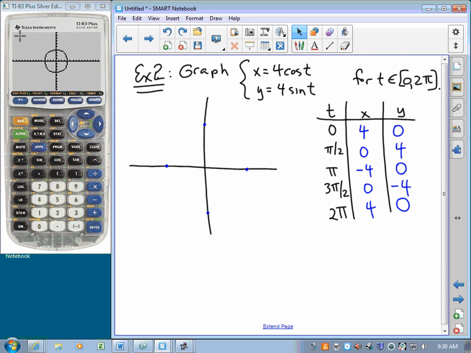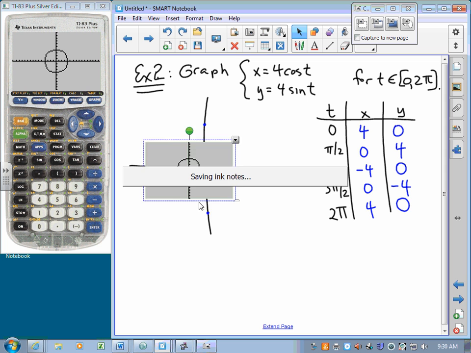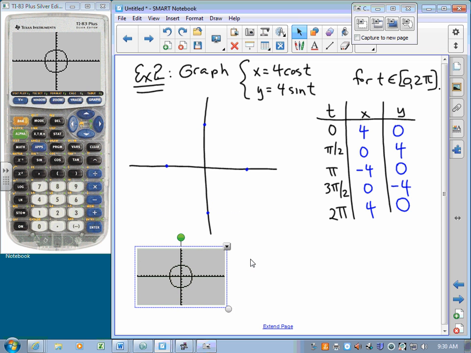So I'm going to take a picture because it lasts longer. I'm going to slide that right into our notes. Oh, wow. How do you like that? That's the picture. When we connect the dots, we are getting a circle.